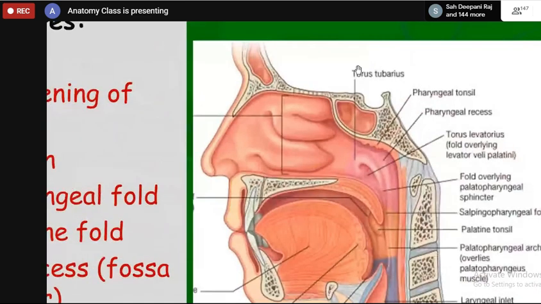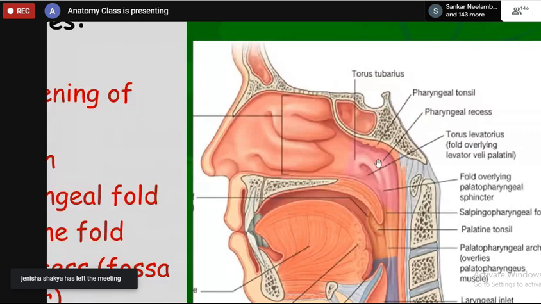Now just behind the tubal elevation, we have a gap, some concave part is there. This is known as the recess. So this is known as the pharyngeal recess. So these are the features which are present in the lateral wall of nasopharynx, and you have to remember this one. This one is important. Now I'll move on to the individual features.